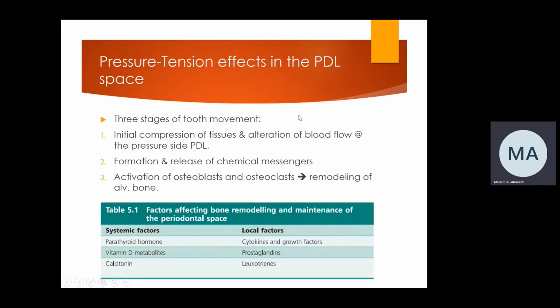Okay. Now, factors that might affect bone remodeling and maintenance of the periodontal space. Local factors are those that we talked about when the cell membrane is being affected: cytokines and growth factors, prostaglandins, leukotrienes. Systemic factors include parathyroid hormone, vitamin D metabolites, and calcitonin.